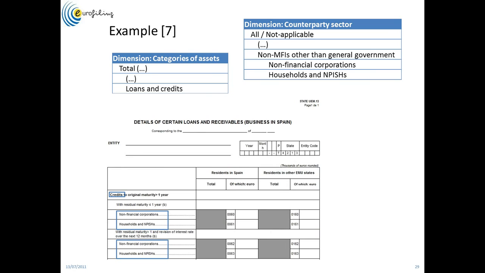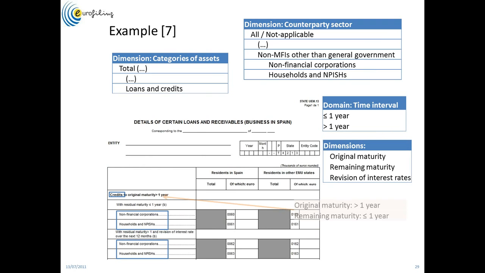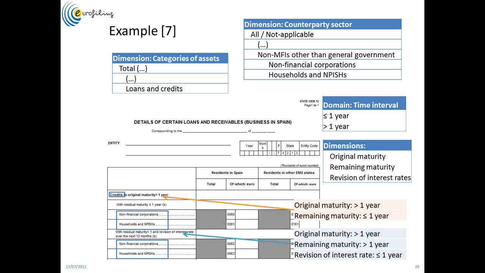But then, as you can see in this table, we have different time intervals. Under 1 year, over 1 year, etc. But they are the same thing. They are different time intervals, but applicable from different perspectives. The first one is we have original maturity over 1 year, which means that when this loan was issued, its original maturity was over 1 year. But since it's already some time after it was issued, the remaining maturity is under 1 year. And the other characteristic that we have here is the revision of interest rate. So when we expect to change the interest rate, if we plan to do that.